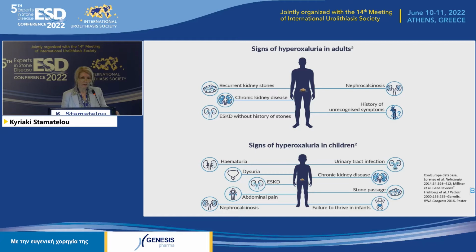These are the signs of hyperoxaluria type 1 in children. First of all, stone passage, then nephrocalcinosis. Definitely these children fail to thrive. They may experience hematuria, dysuria, urinary tract infections. They finally get to have CKD or end-stage kidney disease. Similar in the adult population: recurrent kidney stones, nephrocalcinosis, chronic kidney disease, end-stage kidney disease, or other unrecognized general symptoms.